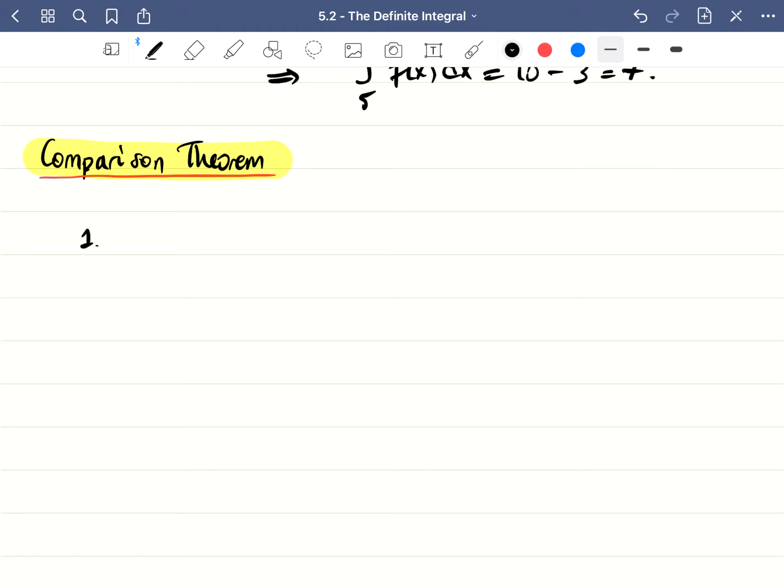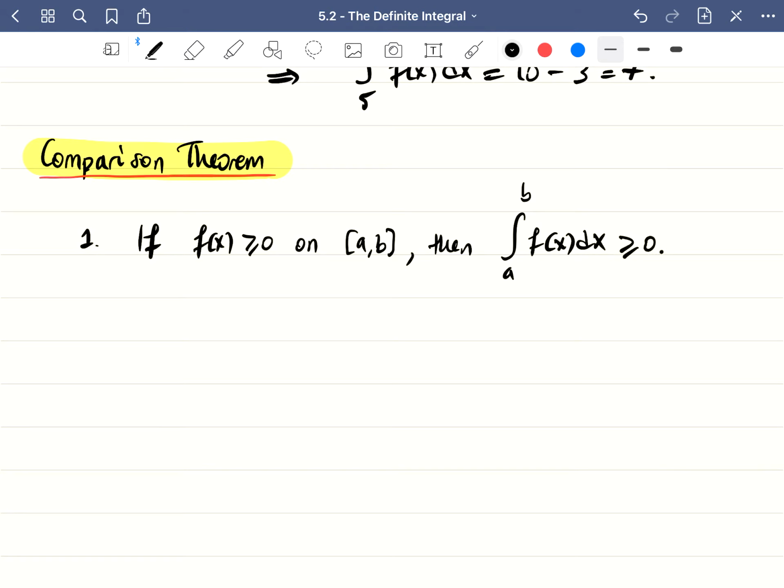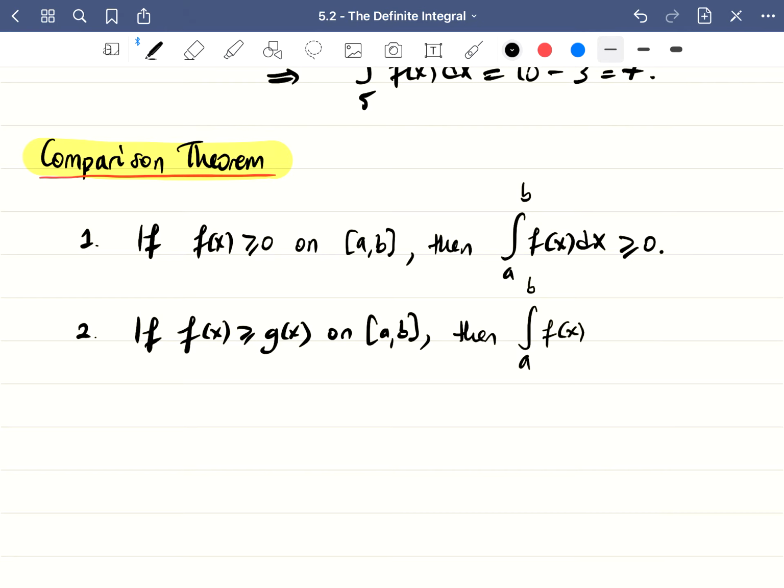The first one says the following: if the function f is greater than or equal to 0 on the interval a comma b, then the integral from a to b of f is also greater than or equal to 0. The second property says that if f is greater than or equal to another function g on this interval a comma b, then the integral from a to b of f is greater than or equal to the integral from a to b of g.